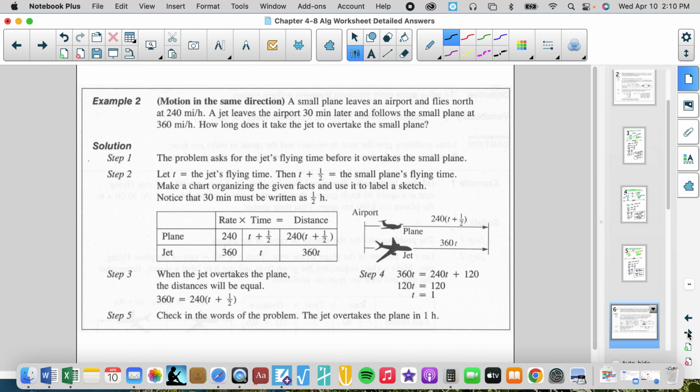Here we are back to our plane again. A small plane leaves an airport and flies north. A jet leaves an airport 30 minutes later and follows the same plane at 360 miles per hour. How long does it take the jet to overtake the small plane?